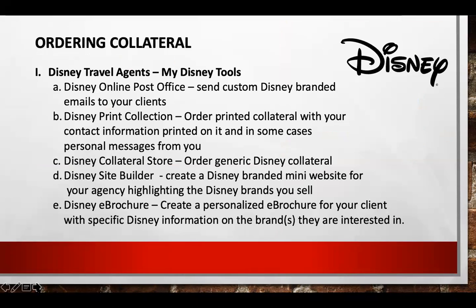So that's what we're covering just on general collateral ordering. I wanted to save enough time to go into the Disney website, because we're going to spend a little bit more time on the My Disney tools, because in addition to the physical printed collateral that you can get, we're also going to look at their e-brochure and site builder sections. So let's start with some general background on the My Disney tools. Again, you have to be registered with the Disney Travel Agent website to access these things we're going to be looking at. But they have an online post office where they can send custom Disney branded emails to your clients.